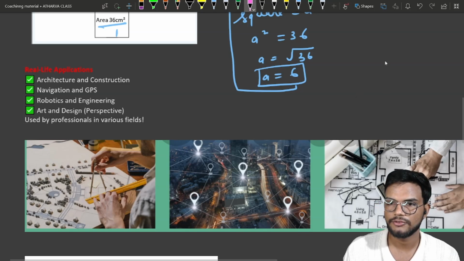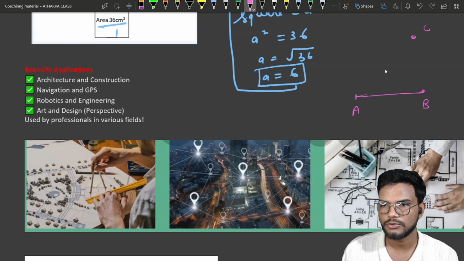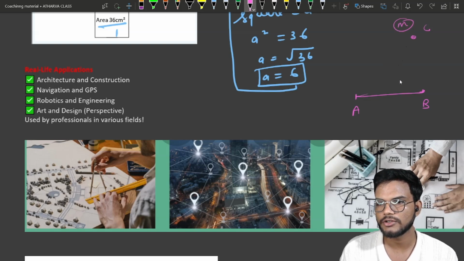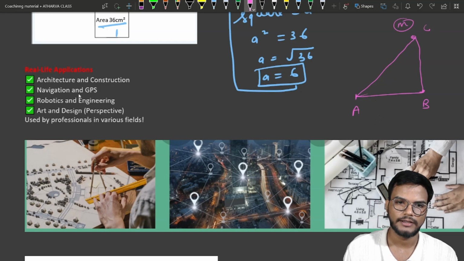Obviously, let's say you have a friend, and your house is here at point A, and your friend's house is at point B, and your market is at point C. You want to go to this market. So which path is going to be the shortest one? You will say from A to C, right? And for B, it is going to be B to C. So these things we can calculate by using the Pythagorean theorem. This is navigation and GPS.